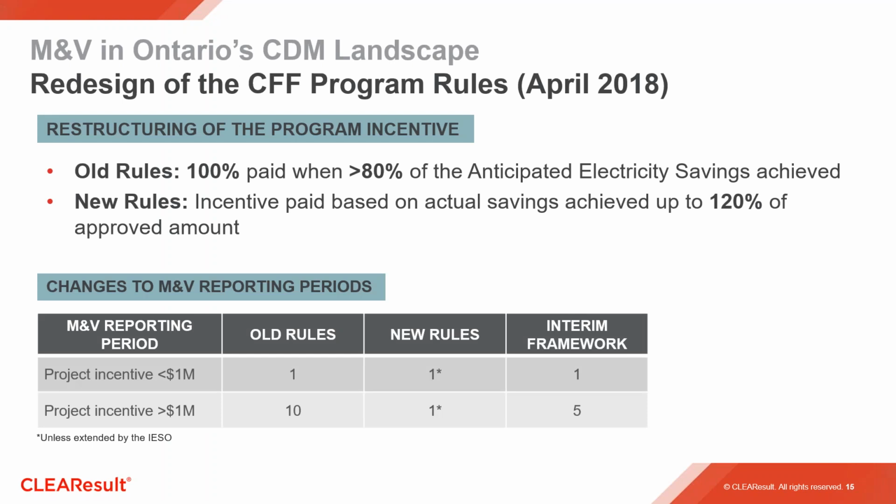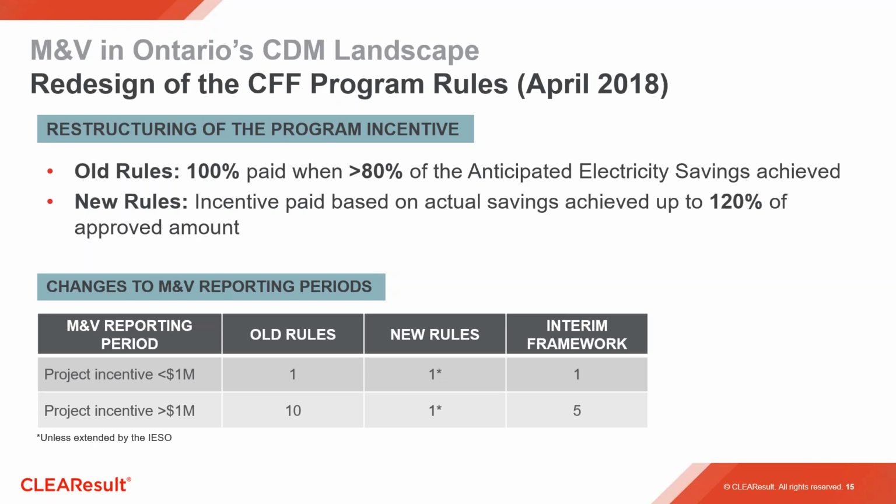I'm now going to go through some of the most important changes that took place as a part of redesign of the CFF program rules, which are related to measurement and verification in the program. Change number one is restructuring of the program incentive.